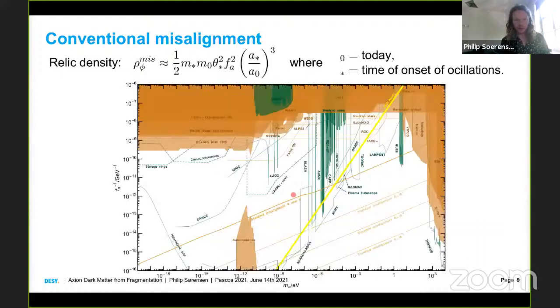That's of course a shame, because if we have a look here at the parameter space again, then we kind of miss all this juicy parameter space full of experiments. So it'd be very nice to have a better way of producing axion dark matter in this parameter space. So a lot of effort has been put into finding ways that dark matter could be produced here.